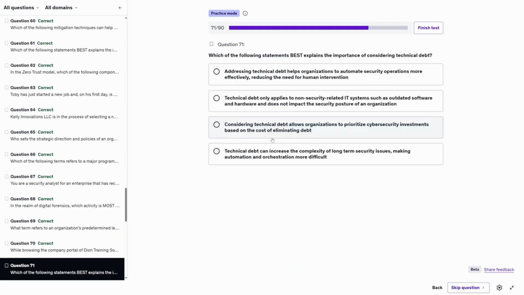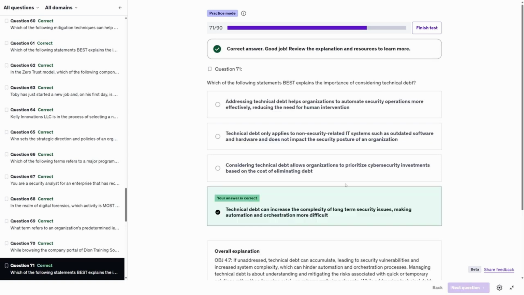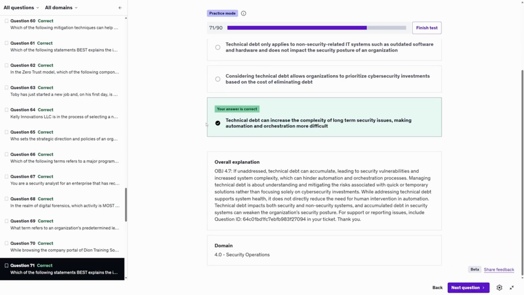Which of the following statements best explains the importance of considering technical debt? I believe the correct answer in this question is D. And yes, that is correct.